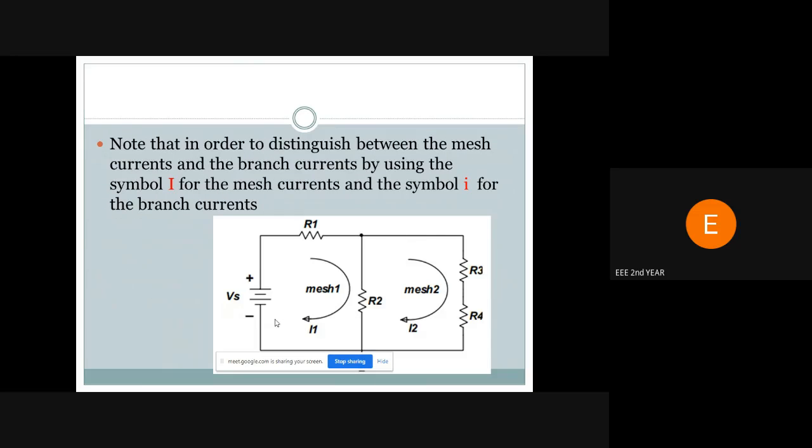So note that in order to distinguish between mesh currents and branch currents, we use the symbol capital I for mesh current and the symbol small i for branch current. You have to know the difference. So the mesh current will be represented in terms of capital I, and for the branch current, R2 present here is a branch. When the current is flowing through this branch, it will be represented as small i, right?